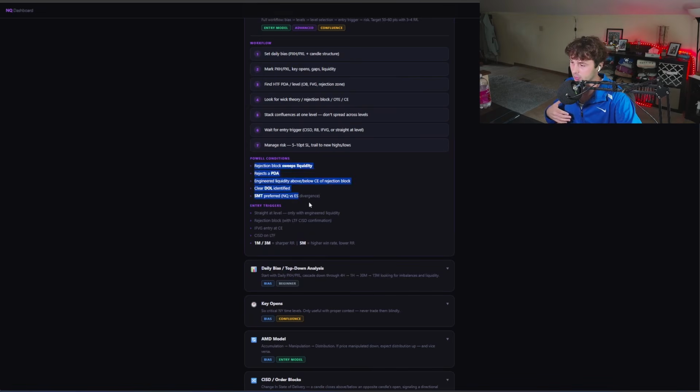So you can see on here we have some notes, right? Rejection block, it sweeps liquidity or it rejects a PD array. Engineered liquidity makes it better. You have a clear draw on liquidity. That is essential. You want to have a draw on liquidity. So what are good draws on liquidity?